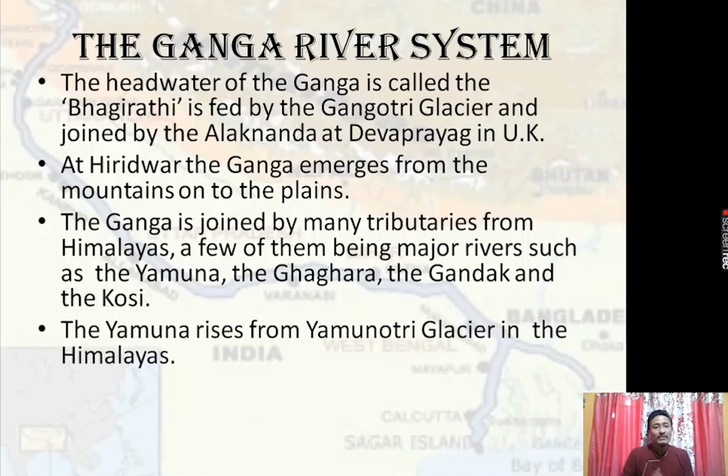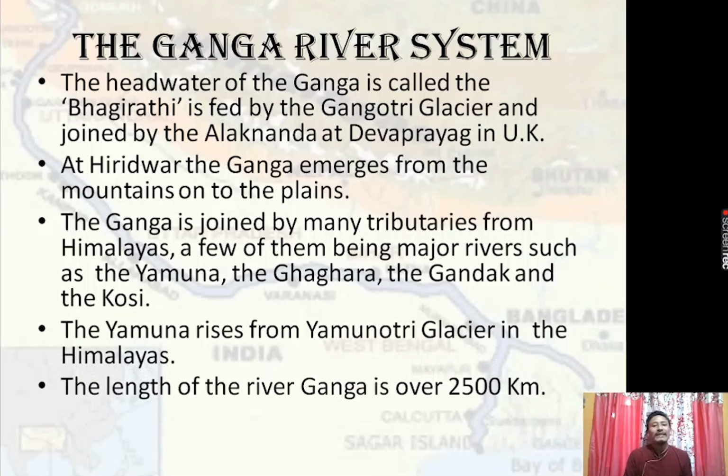Then we have the Yamuna, which rises from Yamunotri Glacier in the Himalayas. So it is very similar. Yamuna originates from Yamunotri Glacier and Ganga originates from Gangotri Glacier. Then the length of the river Ganga is over 2,500 kilometers, the stretch or the length. And it is considered the longest river, right? Though the longest river is the Brahmaputra, most of the Brahmaputra's course lies outside India, so we consider Ganga as the longest river in India.